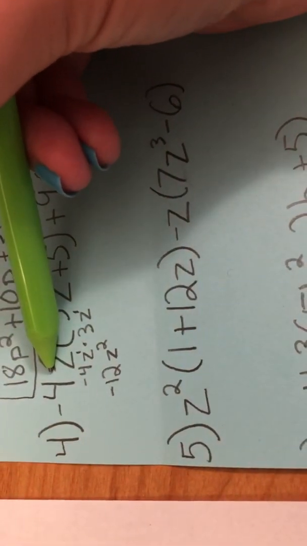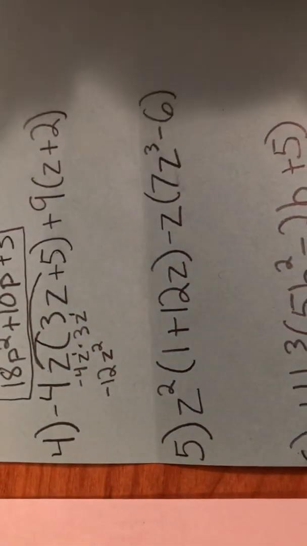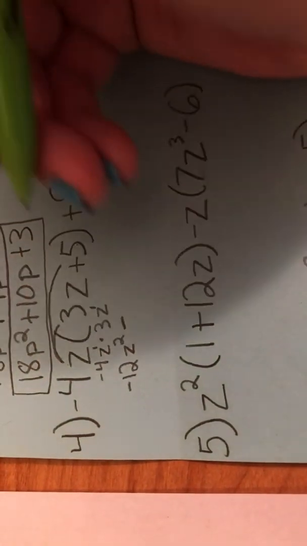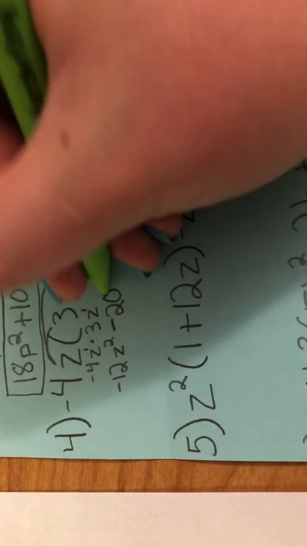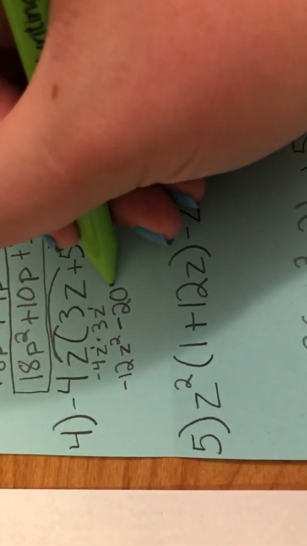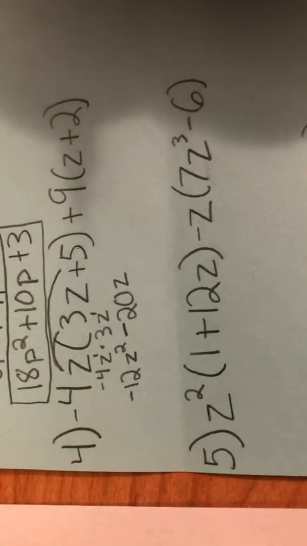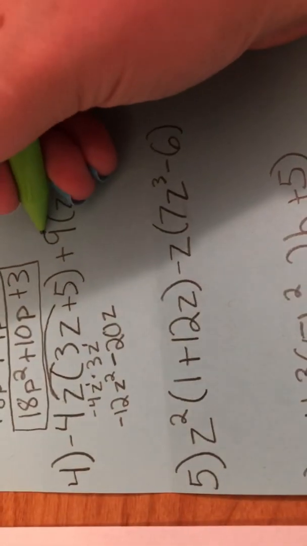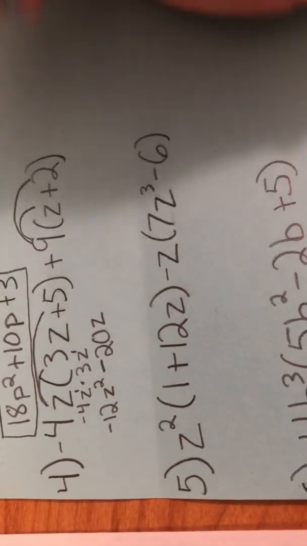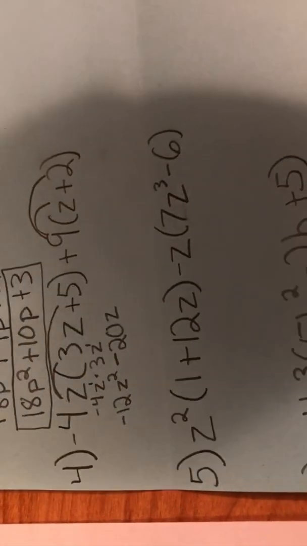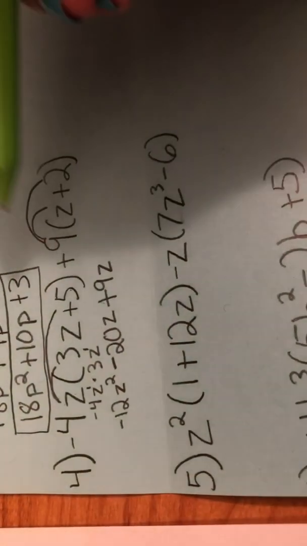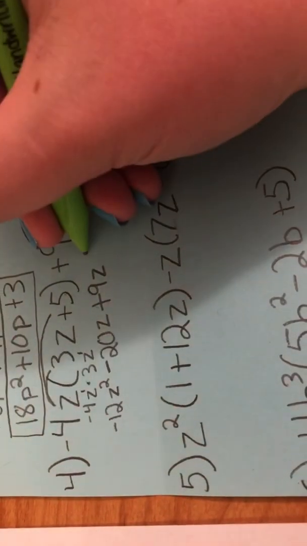Then we have negative 4z times 5. Negative times a positive is a negative. 4 times 5, which is 20. And you have that 1z, so that z comes down. Then you go on to the second part. You're distributing the 9 out. So you have 9 times z, which is positive 9z. You have 9 times 2, which is 18.